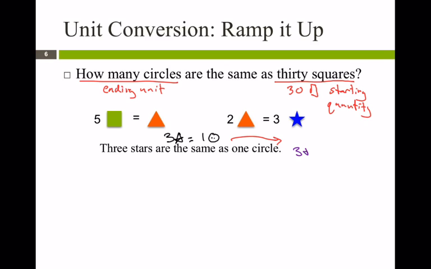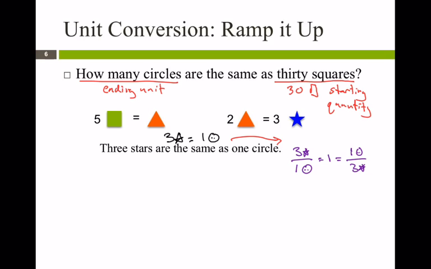So we could do the math steps if we wanted to, or we can say that after we do those, we know that this is equal to 1. We also have 1 circle over 3 stars is also equal to 1. So now we have 2 more conversion factors in addition to the ones we had on the last page.